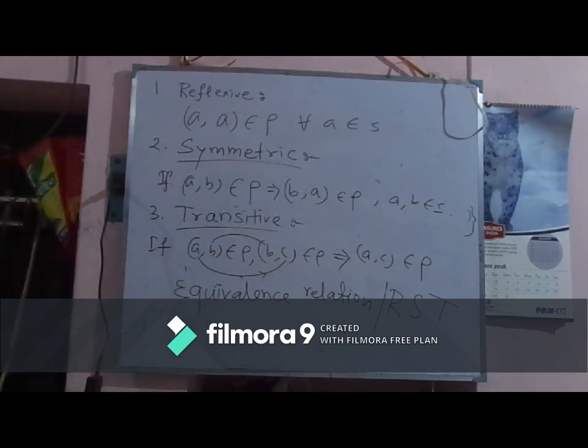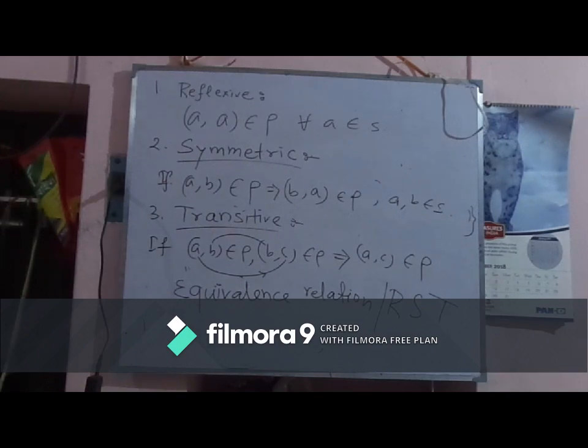So reflexive is if for any element A in S, the ordered pair (A, A) belongs to rho, then we say that the relation is reflexive. If for any elements (A, B) belongs to rho, then (B, A) belongs to rho, then we say that the relation is symmetric. Symmetry means the places of A and B are interchanged. Next is transitive. This says that if (A, B) belongs to rho and (B, C) belongs to rho, then (A, C) belongs to rho. That is, in the first relation B cancels out, in the second relation B cancels out. Therefore, first and third, that is A and C, is written. In that case, the relation is called transitive.